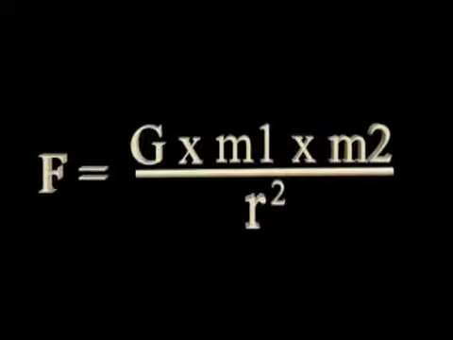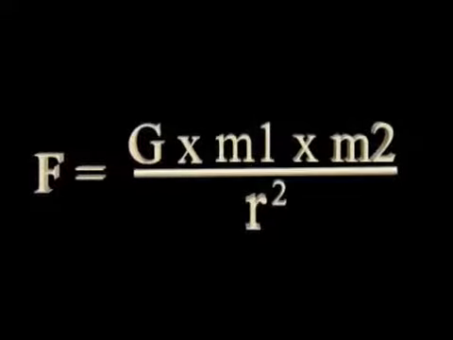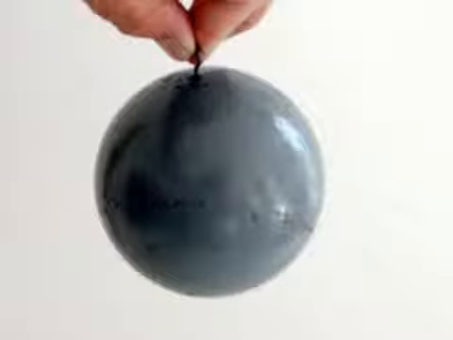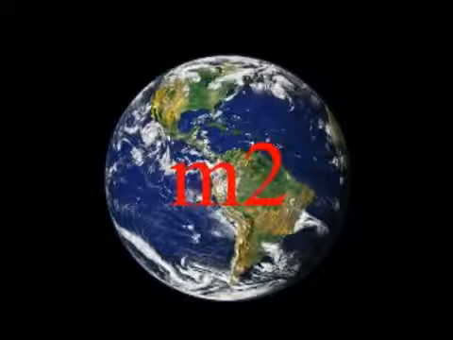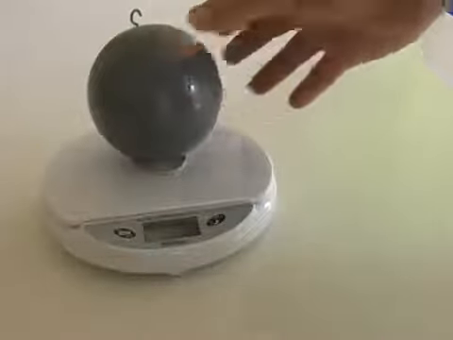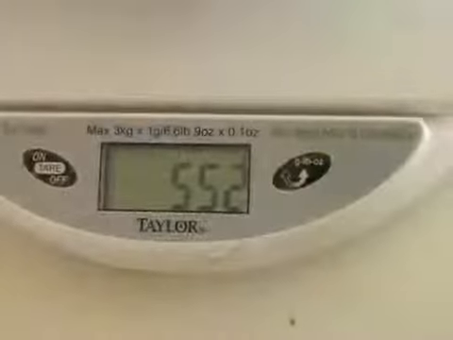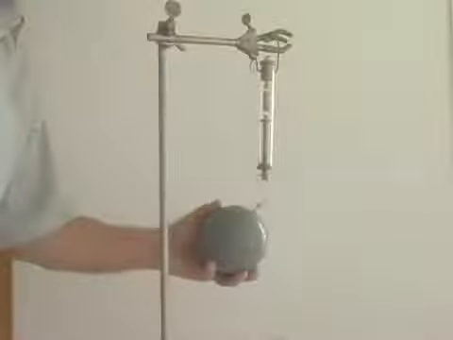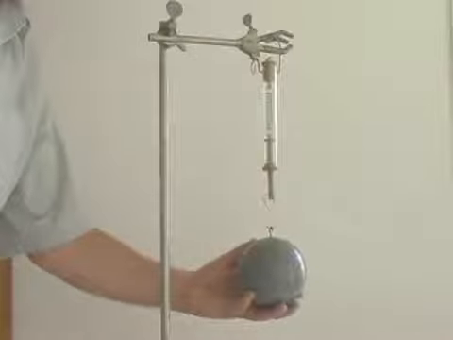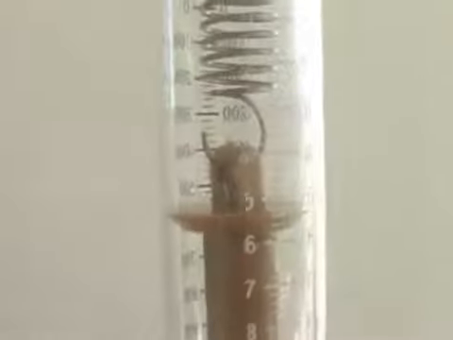The formula has two masses. The Earth will be one mass, and this sphere, a bocce ball, will be the other. I'll designate this sphere as m1, and the mass of the Earth will be m2. Setting the bocce ball on our scales, we see that m1 has a mass of 552 grams. That's 0.552 kilograms. Next, we can determine force with a Newton spring scale. The force of gravity acting on the bocce ball is 5.4 newtons.